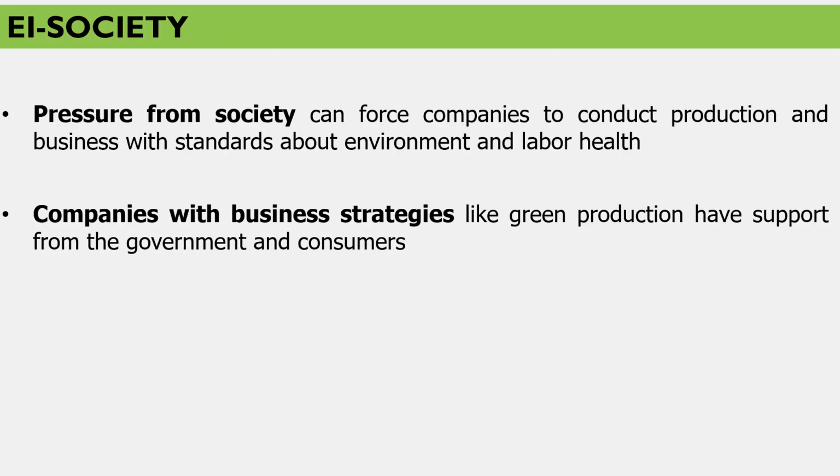Society. There is pressure from society forcing companies to conduct production and business with standards about the environment and labor health. Normally, companies with a business strategy like green production have support from the government and consumers. We know that companies with good ESG, environmental, social, and governance, also have good business profits because they apply a sustainable growth and development strategy.